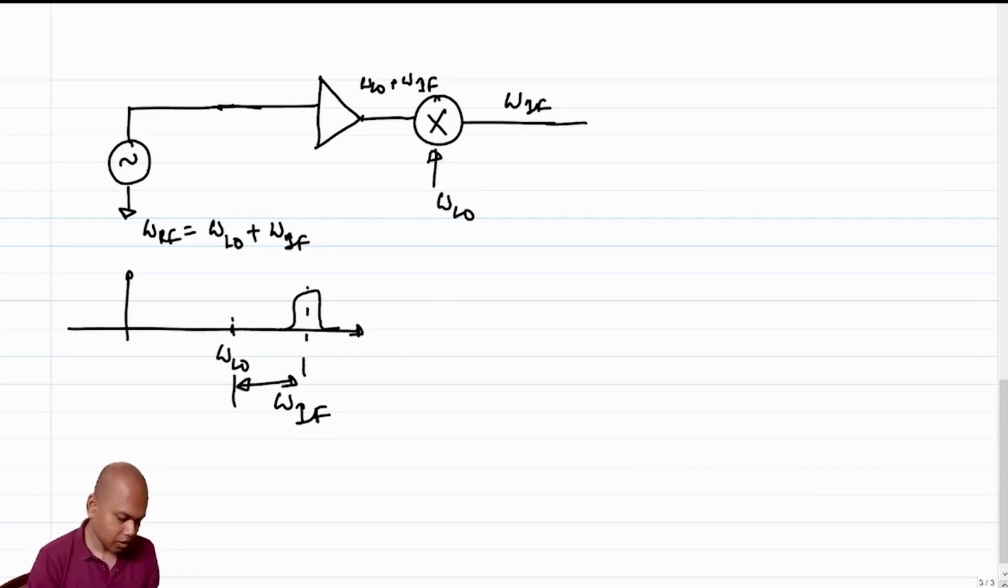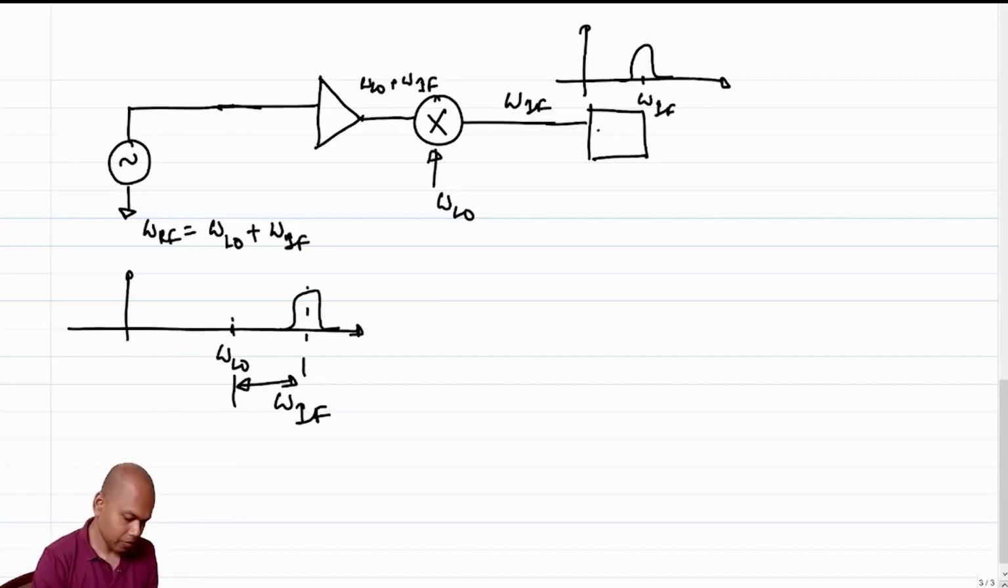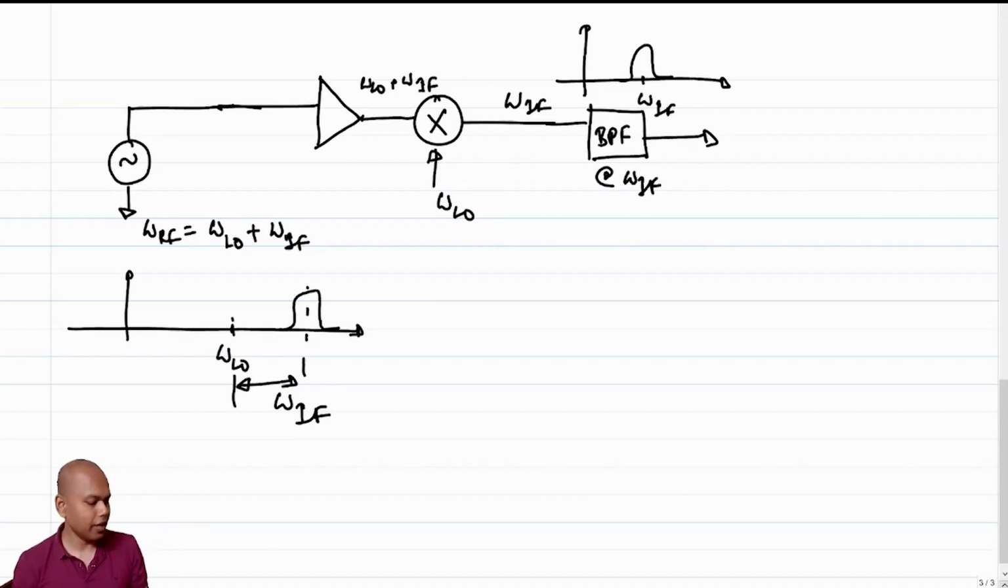Okay. So now when you get omega IF, what do you get? The down converted version is no longer around DC, it is around omega IF. So what type of filter will you need at the output? You will need a band pass filter, right? You are going to need a BPF around omega IF. So here at the output you get whatever you would like to get.